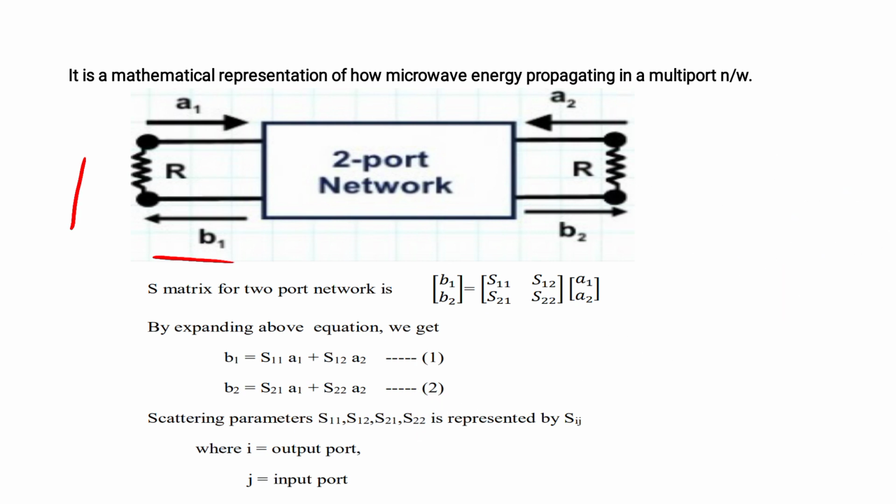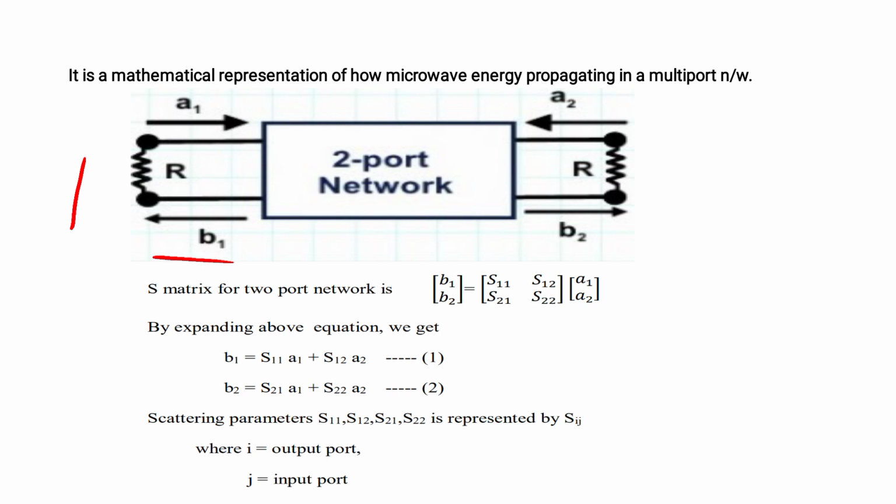Why? Because when power is incident at port 2, there is no reflected power back at port 2 due to the perfect impedance matching. Due to the perfect impedance matching there is no reflected power. So in that case S11 equals S22 equals 0.